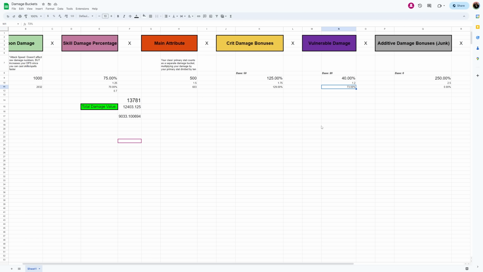So if you put your values into a calculator and go, well, why am I not doing 9,000 damage? Well, was the target vulnerable? Oh, it wasn't. Well, then you're not going to be doing this, right? That drops down to 0.